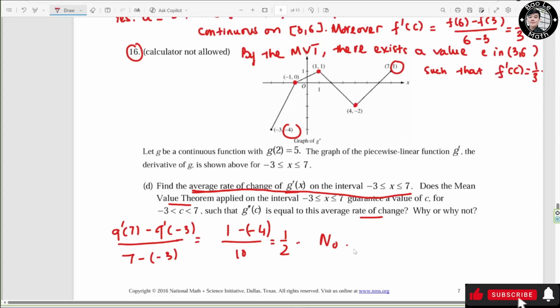So we need to say the mean value theorem does not guarantee the existence of a value of c with the stated properties because g prime is not differentiable for at least one point on this interval, right?